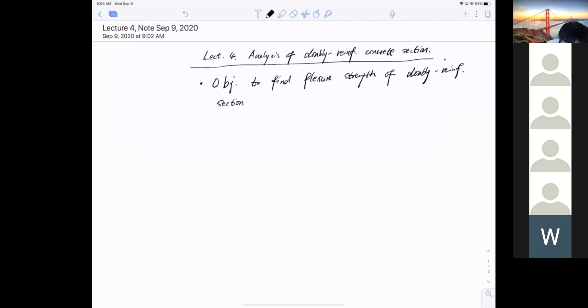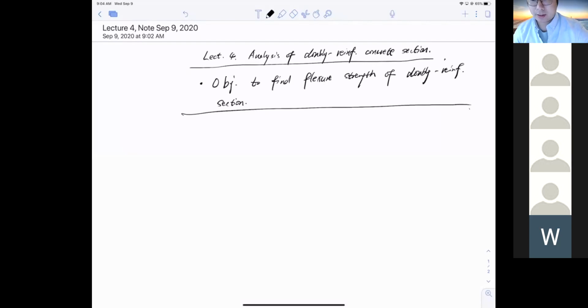Now, as usual, you see these notes on the Canvas. So if you have trouble following the write-up, don't worry about it. I have to make the desk stand up so you can see me better.